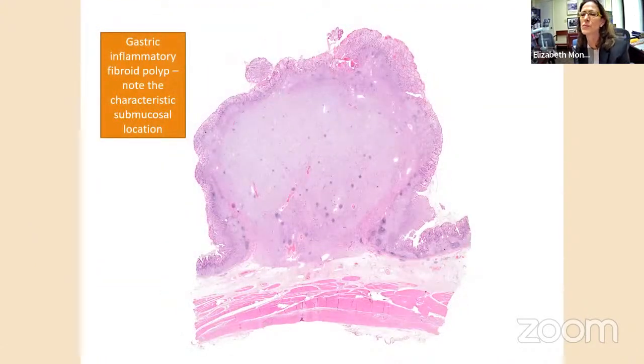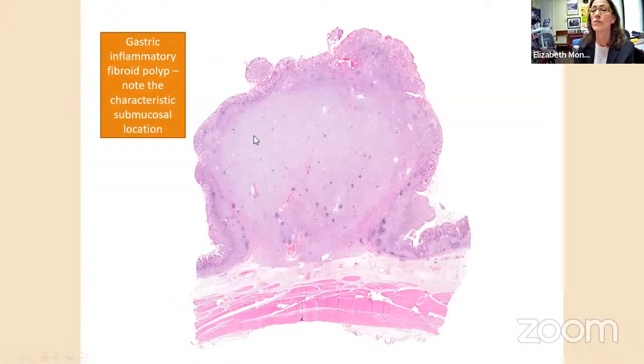Here's a more classic case. This was from a resection. Obviously these are benign, so this resection wasn't needed. The patient also had another lesion that did require resection. And then we have this beautiful inflammatory fibroid polyp.